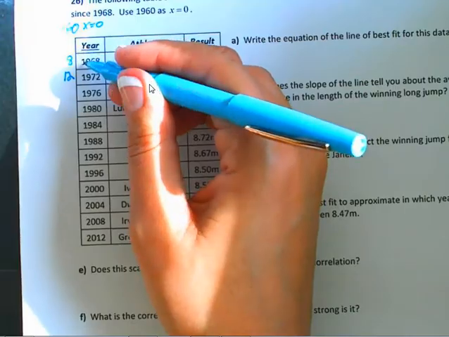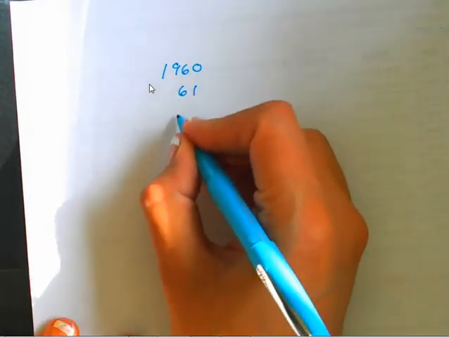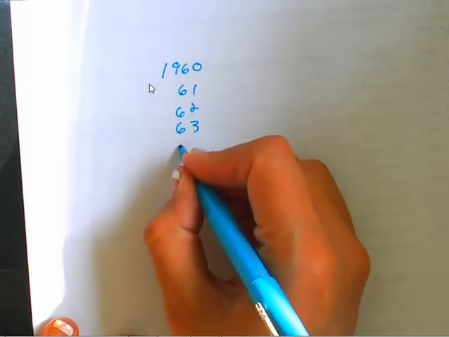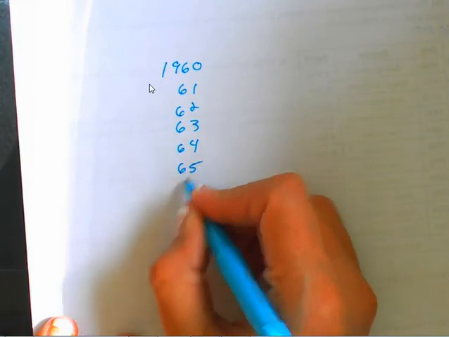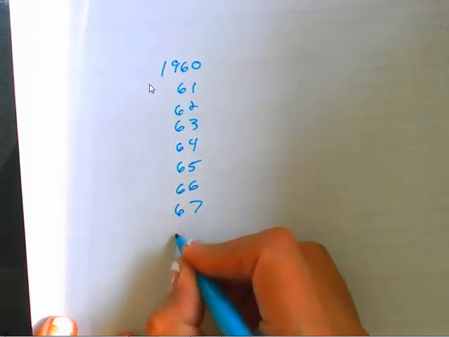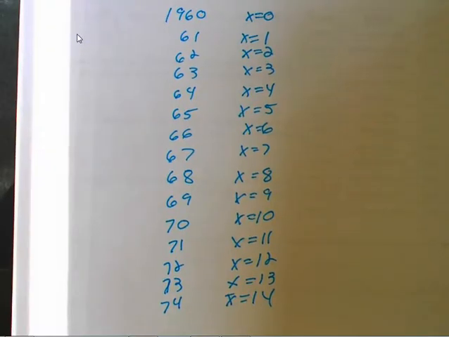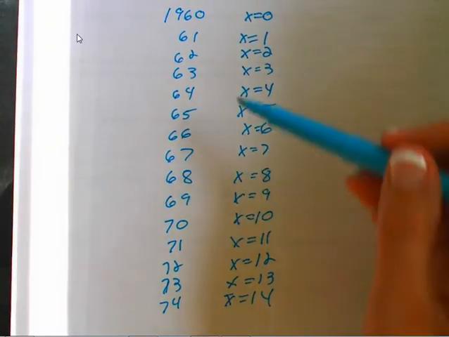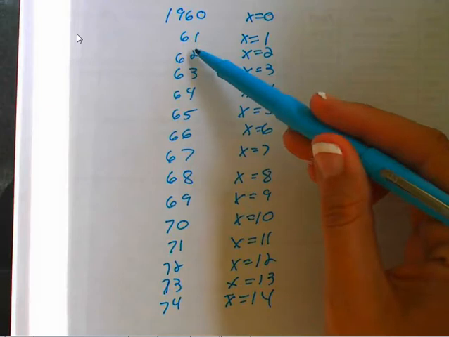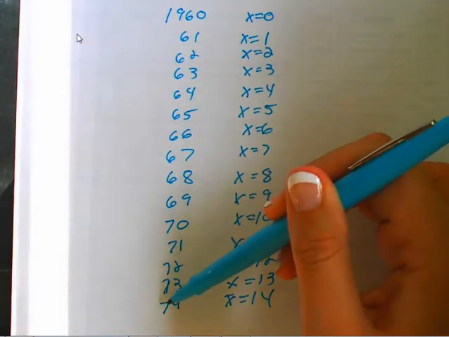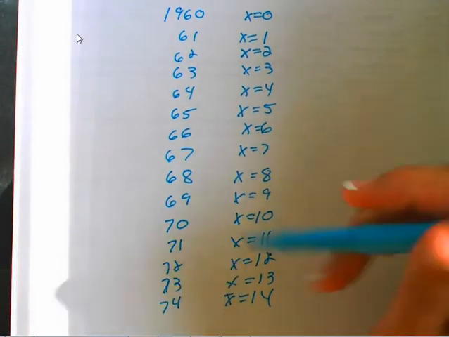So basically I'm counting the years. If it's easier, you could write it out like this: 1960, 61, 62, 63, 64, 65, 66, 67, 68. Okay, so this is if you wanted to do it the long way so you understand what's going on here. Notice that we needed 1972, so 72 is x equals 12.